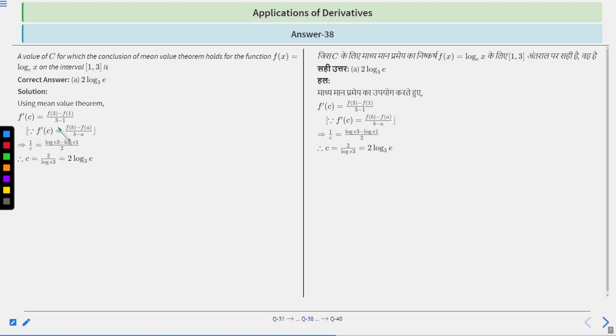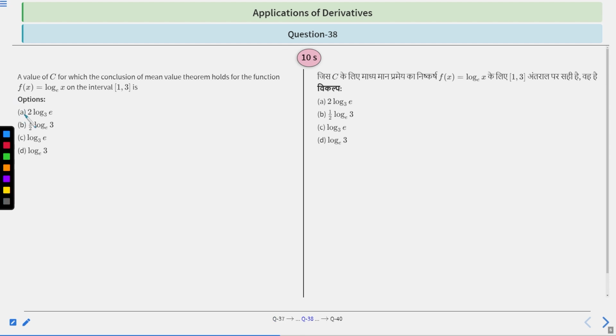Clear? And f(3) is log_e 3 and f(1) is log_e 1. We know that log_e 1 is 0. Clear? So 1 by c is basically (log_e 3 minus log_e 1) upon (b minus a), that is 3 minus 1, so 2. Therefore, after solving, you will get c as 2 upon log_e 3. Clear? I think option A is the right choice. A is the right choice. Fine.